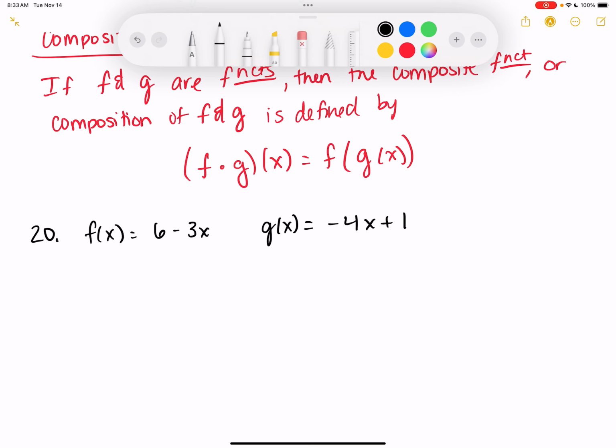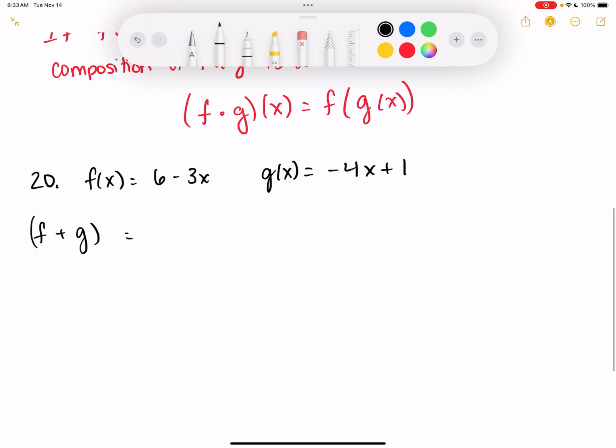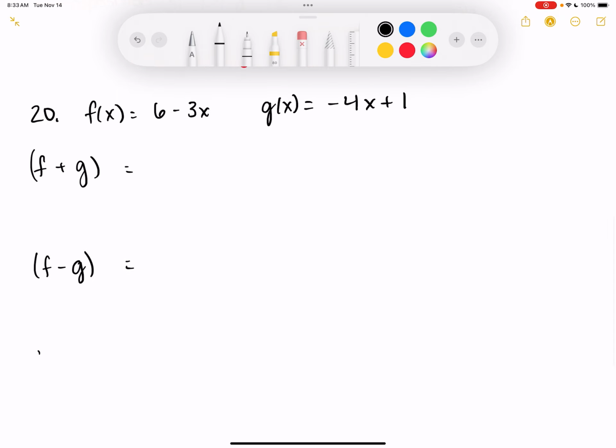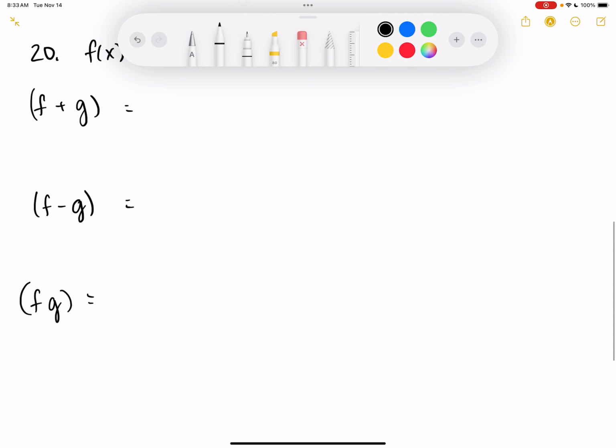So we're going to be doing f plus g, we're going to do f minus g, f times g, and then f divided by g are the things that we're going to be finding.